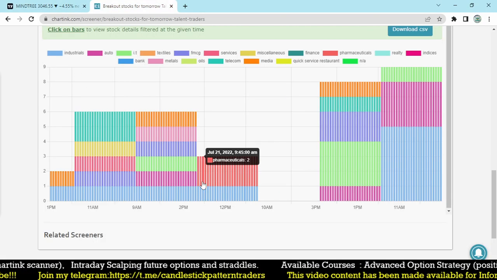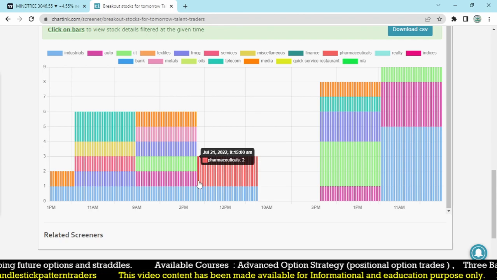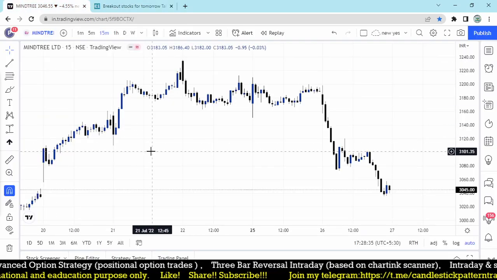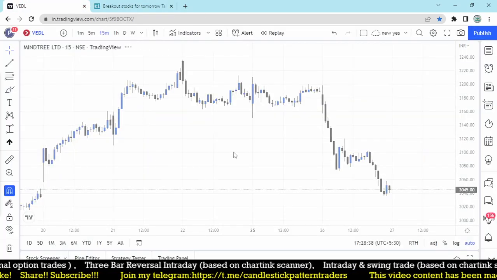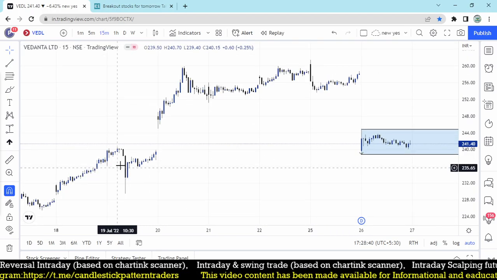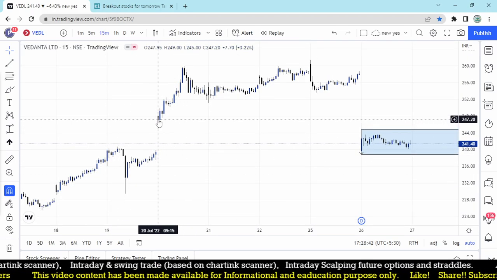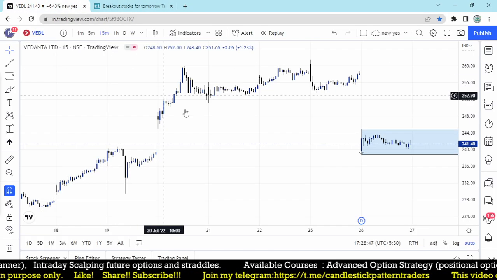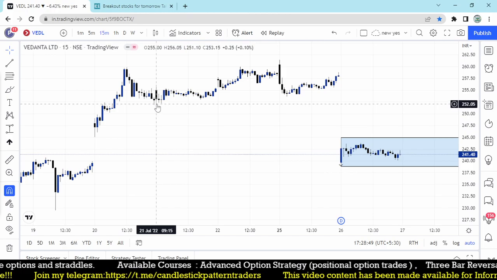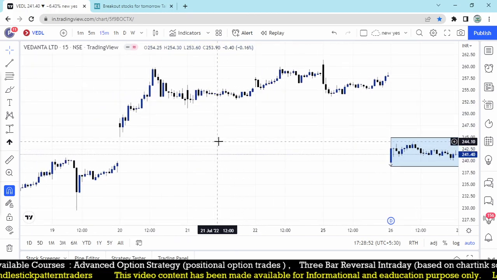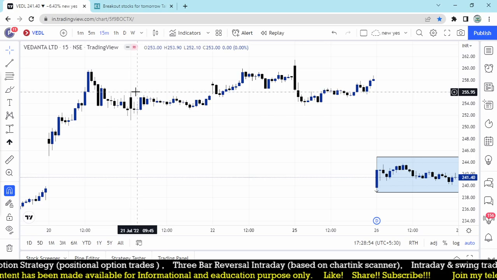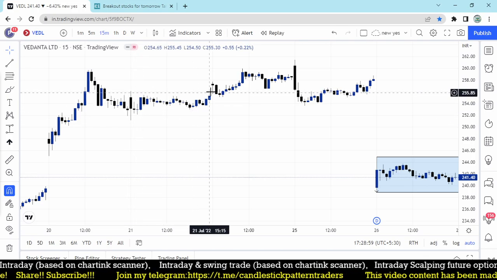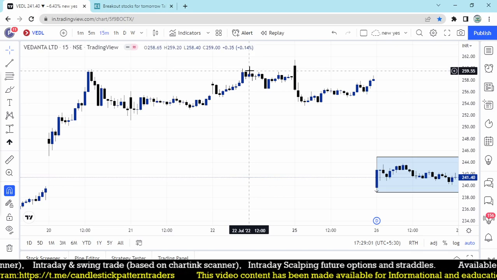Okay, good. The scanner 21st. PEDL, Ara Pharma, Syngene. PEDL again. Sorry, 21st. This one is very small. The high is 255, low is 251, 4 rupees. The next day it opened and went up to 260, 4 rupees gone.